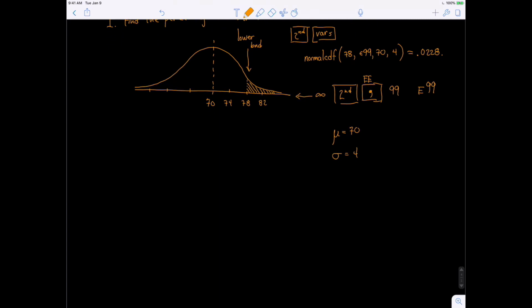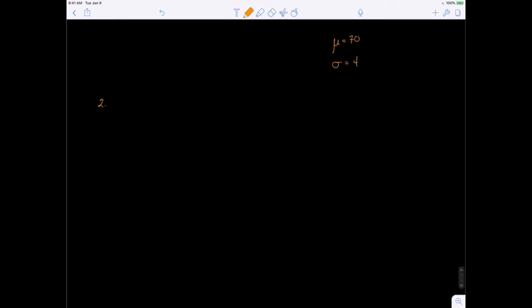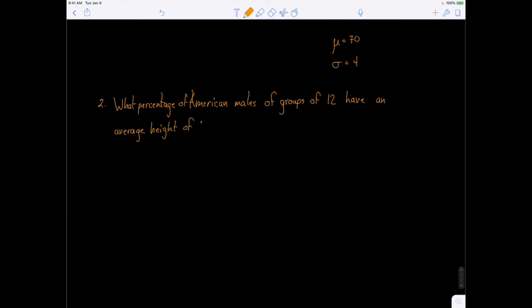Now, here's where it gets interesting. This is part 2. Part 2 says, what percentage of groups of 12 American males have an average height of 78 inches.